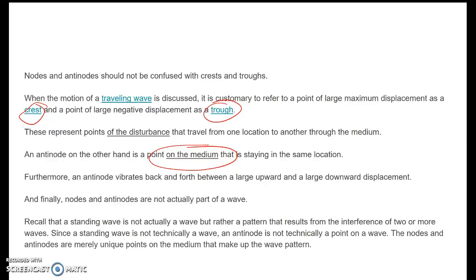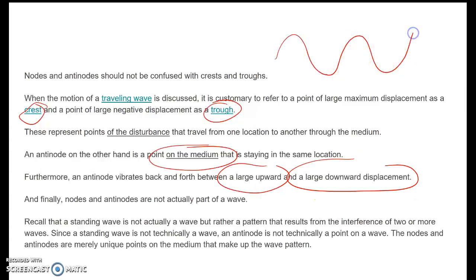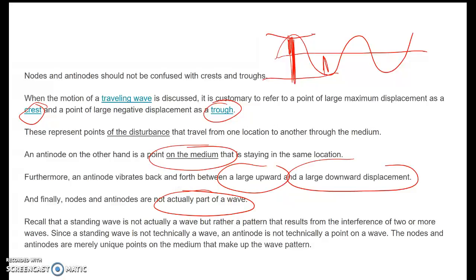Now, antinodes vibrate back and forth between a large upward and a large downward displacement. So when we look at a wave here, when we talk about amplitude, we just talk about it to the equilibrium and back up, or equilibrium and back down. That's our amplitude. But our antinode vibrations are actually both sets of crest and trough. So they're not actually part of a wave. It's something that we see. It's the pattern of interference that we see. So a standing wave is not a wave, but a pattern of interference. The nodes and antinodes are just points in the medium that make up the wave pattern, points that we see on the wave.